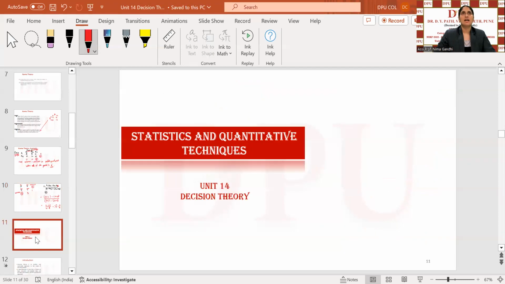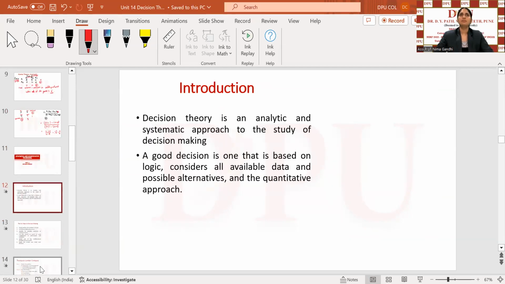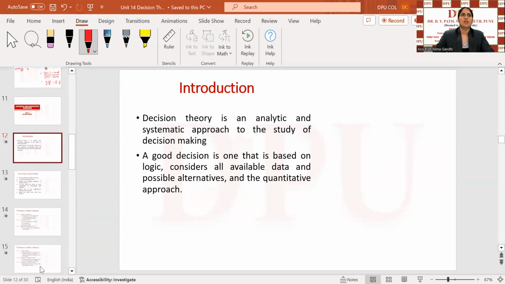Okay, so the next and the last unit I'm starting now, and that is decision theory. Decision theory is used to take a decision when we know the outcomes of our actions, or when we don't know exactly the outcomes of our actions, that is, when we take a decision under uncertainty. Accordingly, we have to change the method of selection.